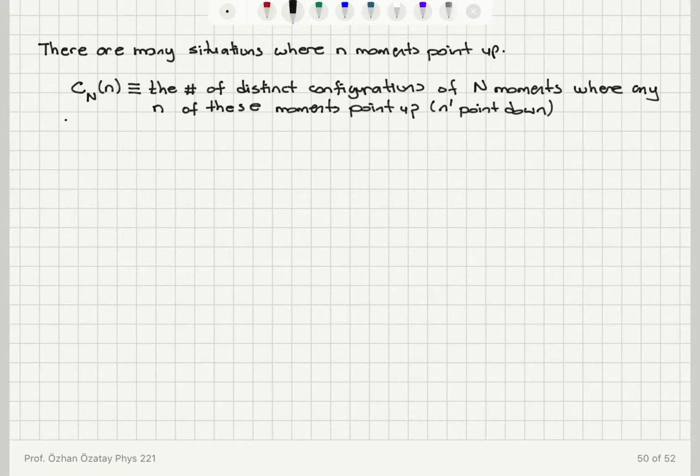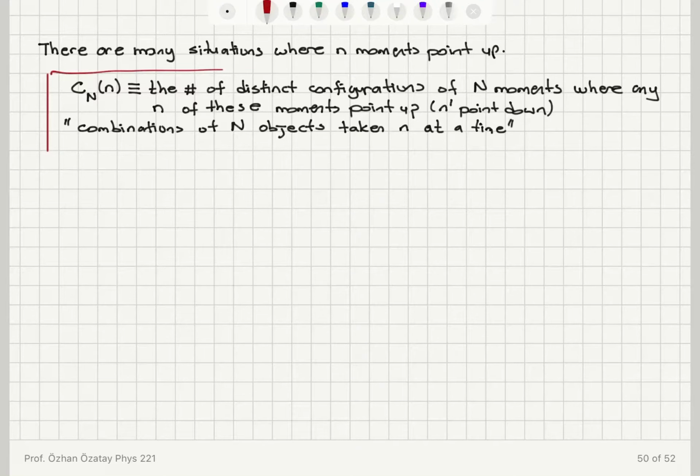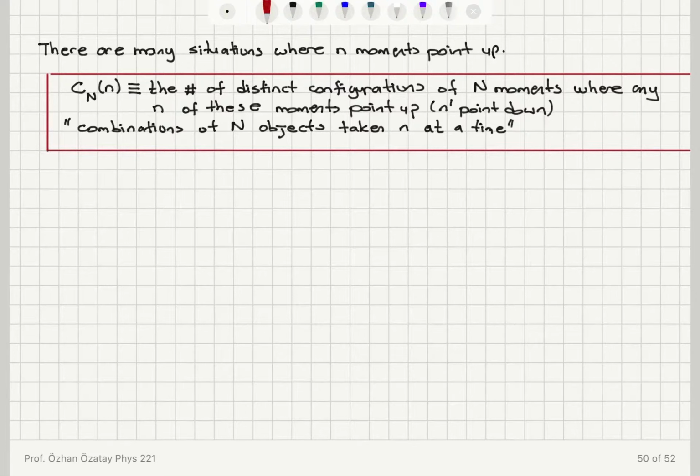This is called combinations of capital N objects in mathematics taken lowercase n at a time. So that's how we word it in mathematics. So that's combinations. All right. So let's think about this a little bit.